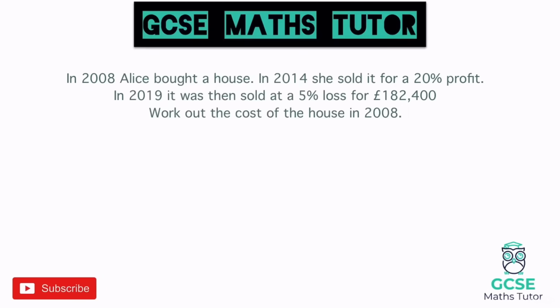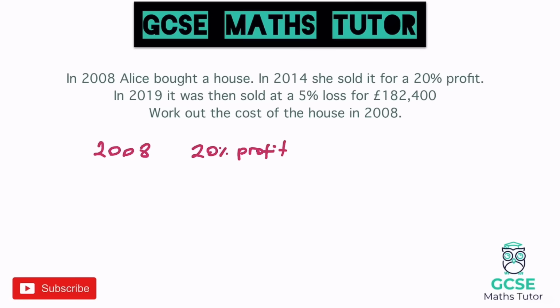And the last question on this section. So we've got in 2008 Alice bought a house. In 2014 she sold it for 20% profit, and in 2019 it was sold at a 5% loss, and it gives us the value that she sold it for. Work out the cost of the house in 2008, so right back at the start. So we had 2008 she bought a house and she sold it for a 20% profit.